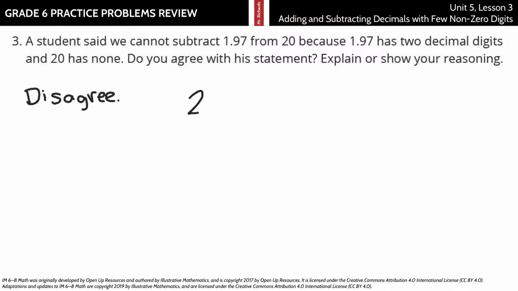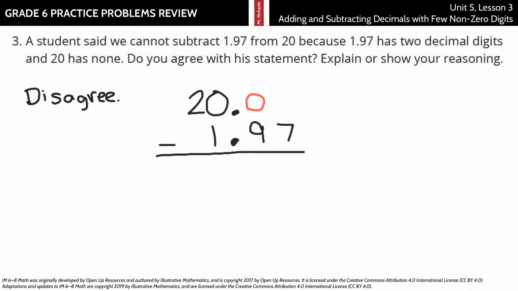If we start off with 20, it's 20 with the decimal point here. And we're going to subtract 1 and 97 hundredths from this. 9 in our tenths and 7 in our hundredths. Our 20 has 0 in our tenths and 0 in our hundredths. So we can subtract this.